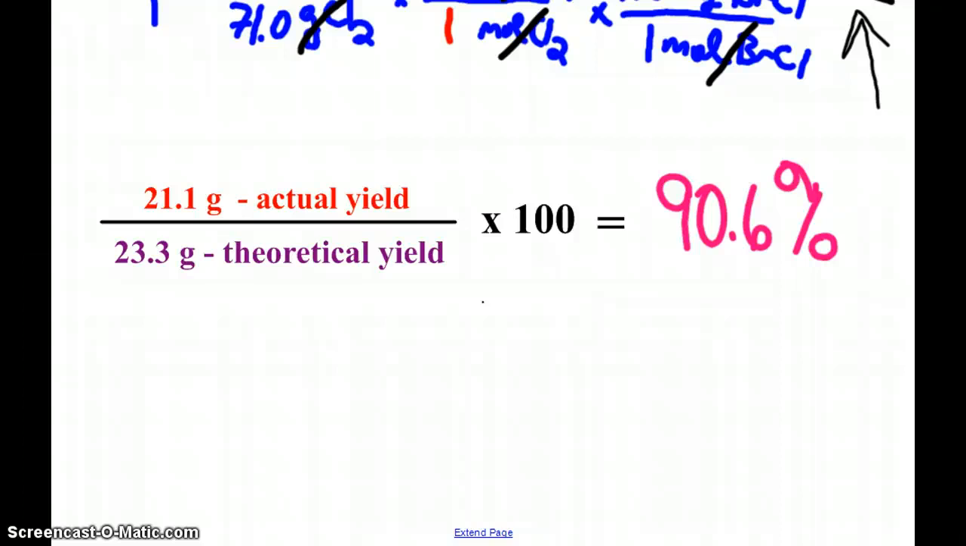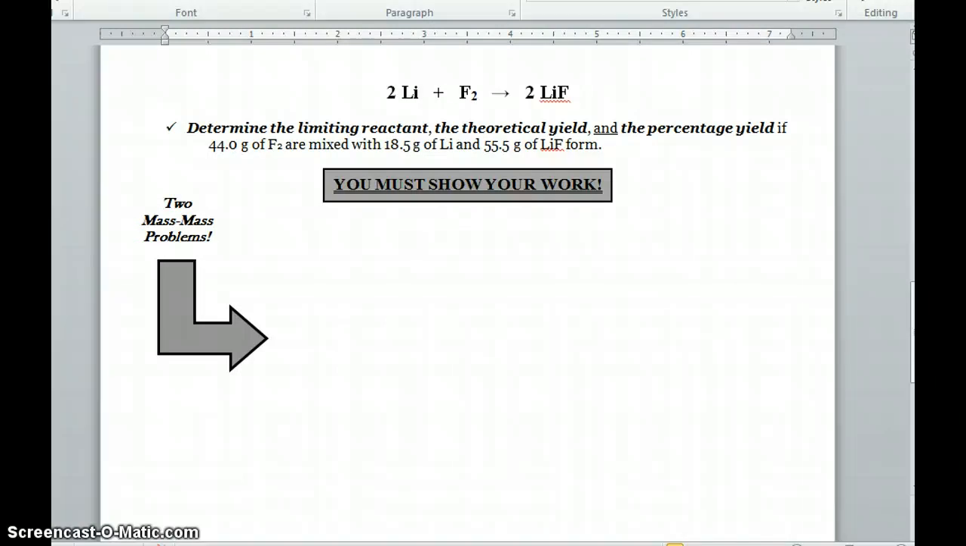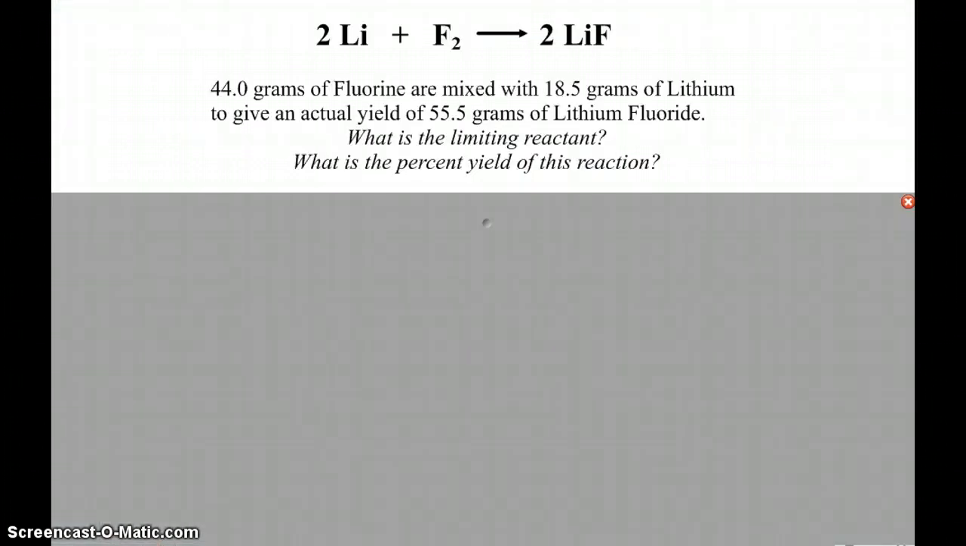Now, on the back of the stoichiometry review paper I gave you, there is one more percent yield and limiting reactant question. So if you want to check that one out, pause the video and I will show you that answer here. Okay, so again, this is on the back of your stoichiometry review paper, and now here we have lithium and fluorine making lithium fluoride, and we want to know the limiting reactant, the theoretical yield, and the percent yield if 44 grams of fluorine are going to be mixed with 18.5 grams of lithium and forming 55.5 grams of the lithium fluoride. It's worded a little different here, but it is the same problem.